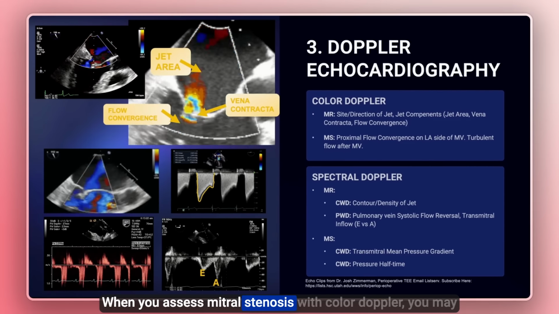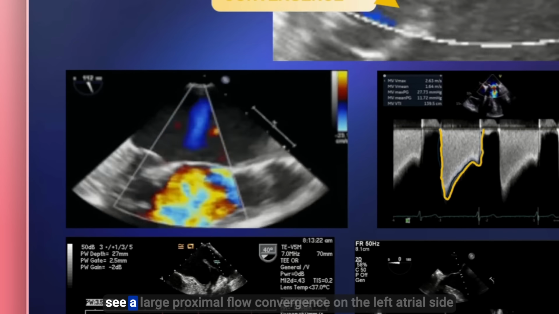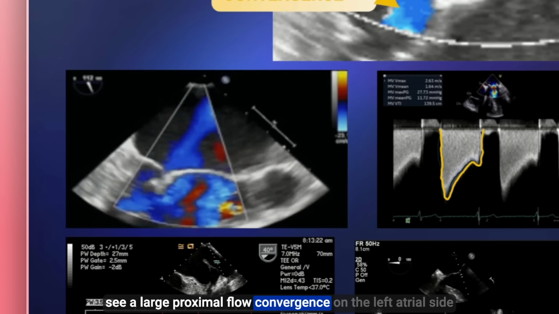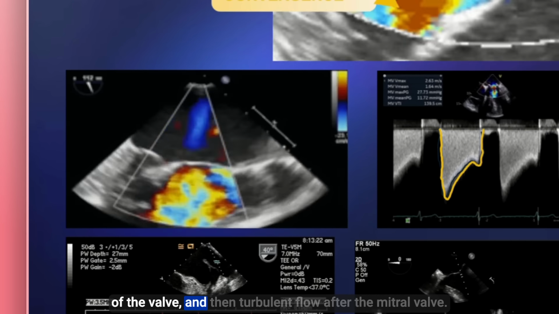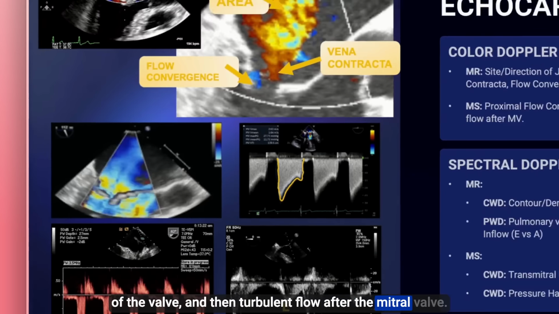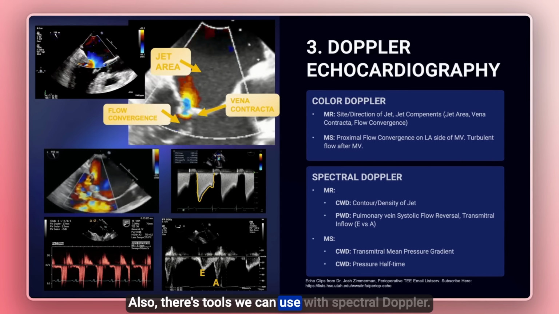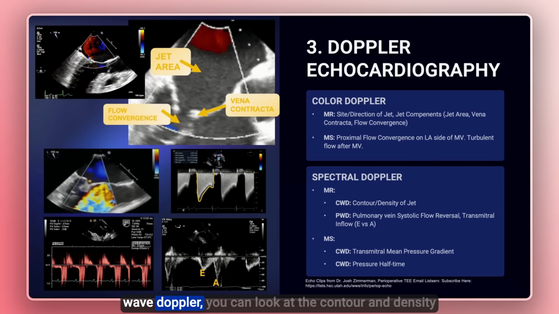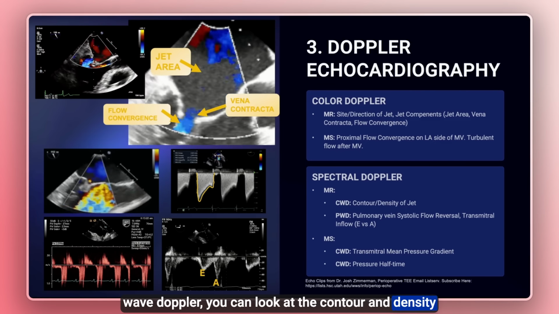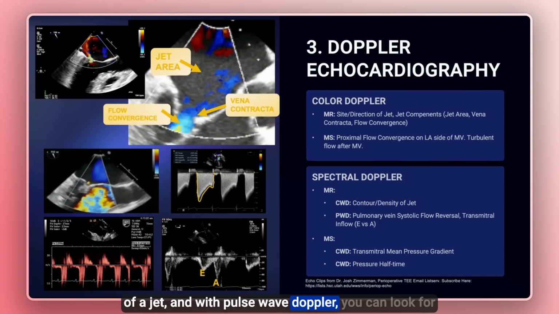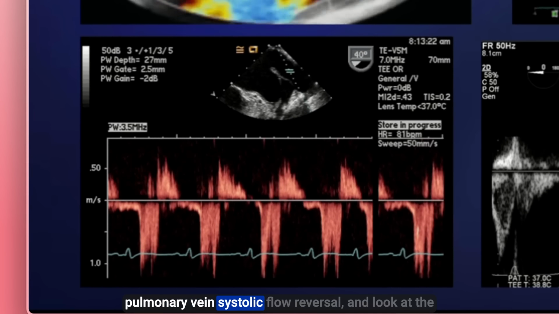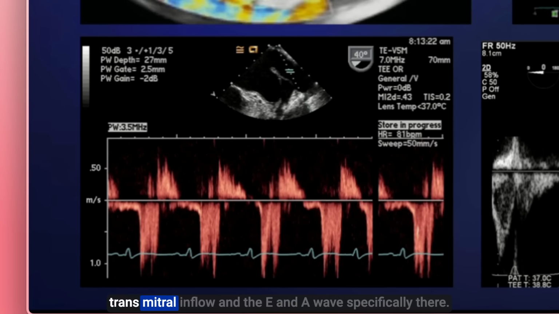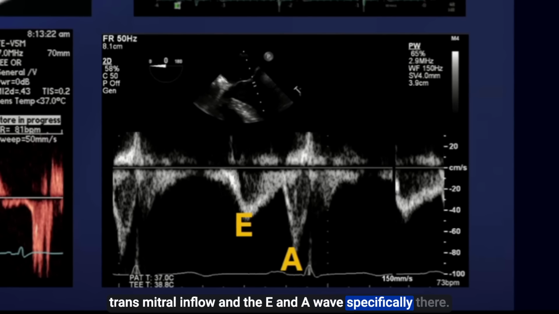When you assess mitral stenosis with color Doppler, you may see a large proximal flow convergence on the left atrial side of the valve, and then turbulent flow after the mitral valve. Also, there's tools we can use with spectral Doppler. When evaluating mitral regurgitation with continuous wave Doppler, you can look at the contour and density of a jet. And with pulse wave Doppler, you can look for pulmonary vein systolic flow reversal and look at the transmitral inflow and the E and A waves specifically there.